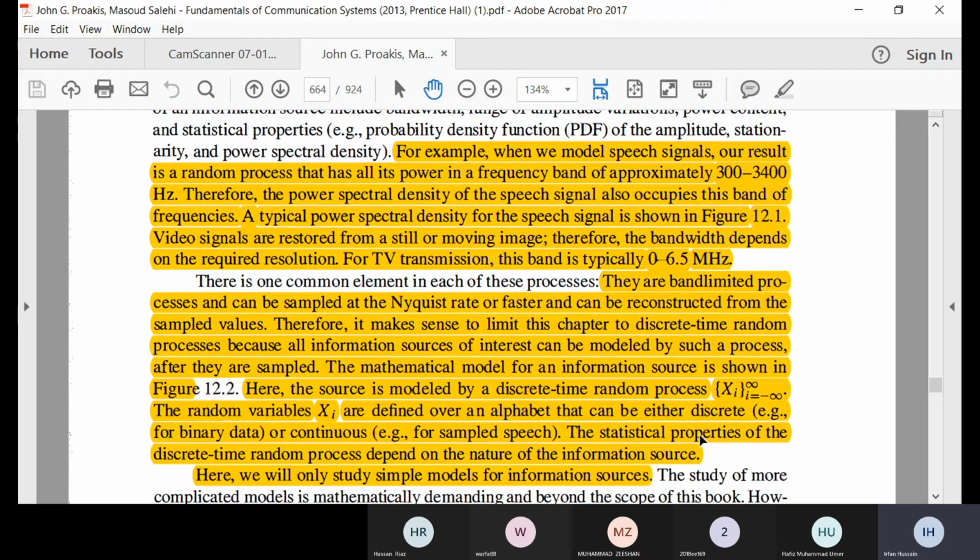So this is a PSD of a speech signal. So in speech or in video, we can see one thing, that they are band limited, hence they could be sampled at Nyquist rate or higher, or a sampling rate higher than the Nyquist rate, as you have seen in chapter 7. So we will be focusing our attention on discrete time random processes, where the actual information signal was band limited, so we have sampled it, and then we are representing that sampled information. The mathematical model for this time.